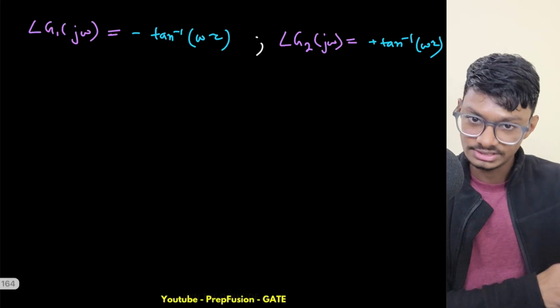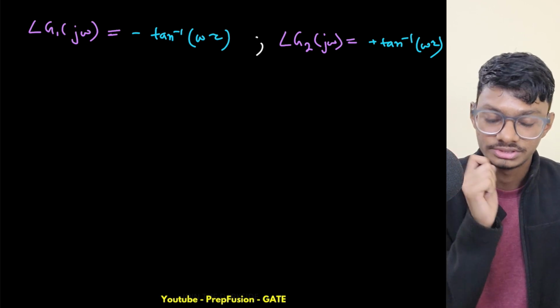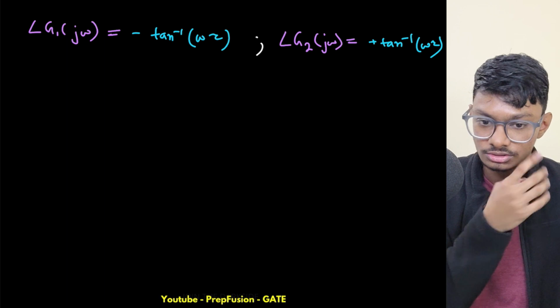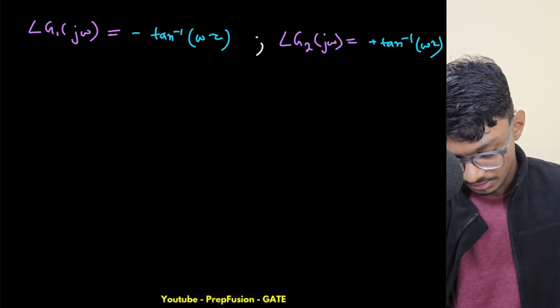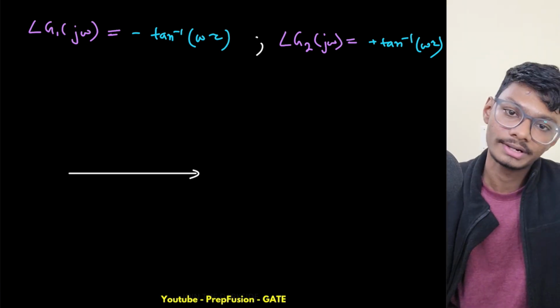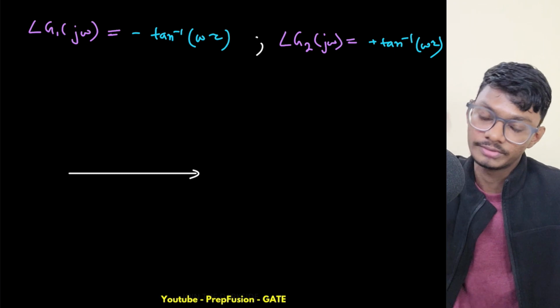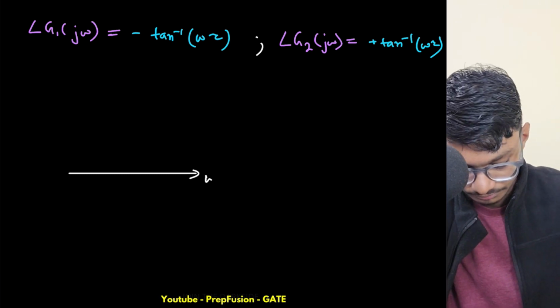Obviously if you do the phase plot, you will see that they are opposite to each other. That's how we can identify. So here, just draw the phase plot. If both of them are given, then only you can identify. If either one of them is given, you won't be able to tell. So omega.